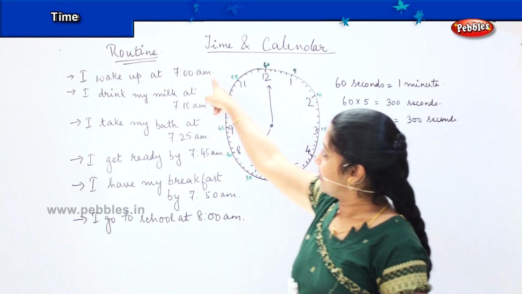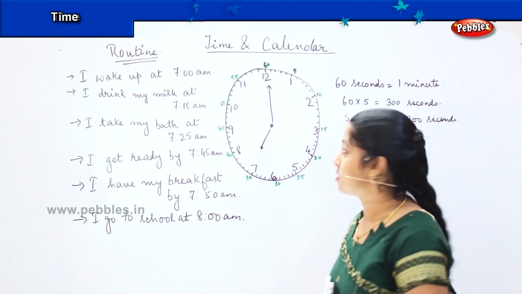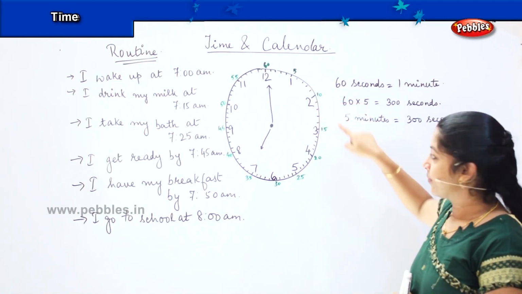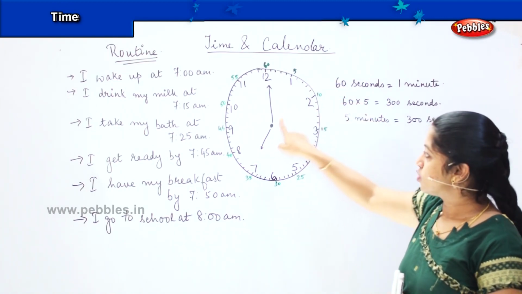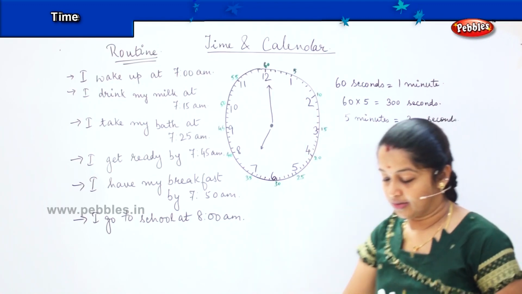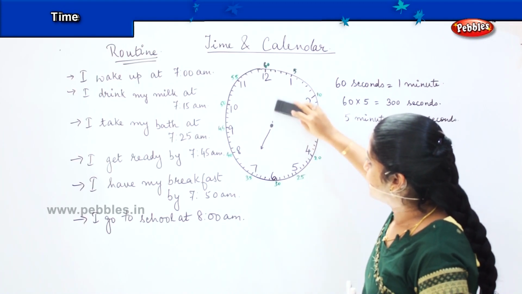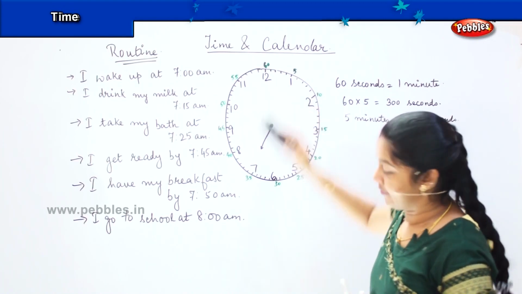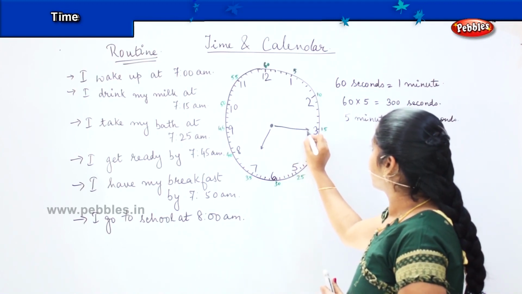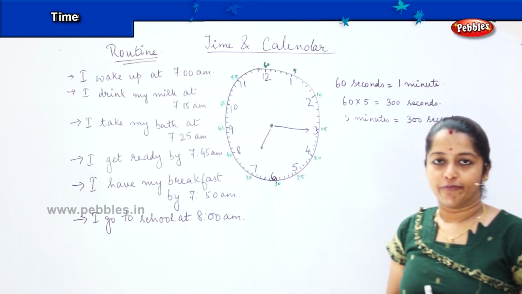Okay? Second one says that I drink my milk at 7:15. So tell me where it will come. 5, 10, 15. Yes? So my big needle will move from 12 to 3. So what will I do? I will erase this and I will move this needle from 12 to 3. So at 7:15 I am going to have my milk.